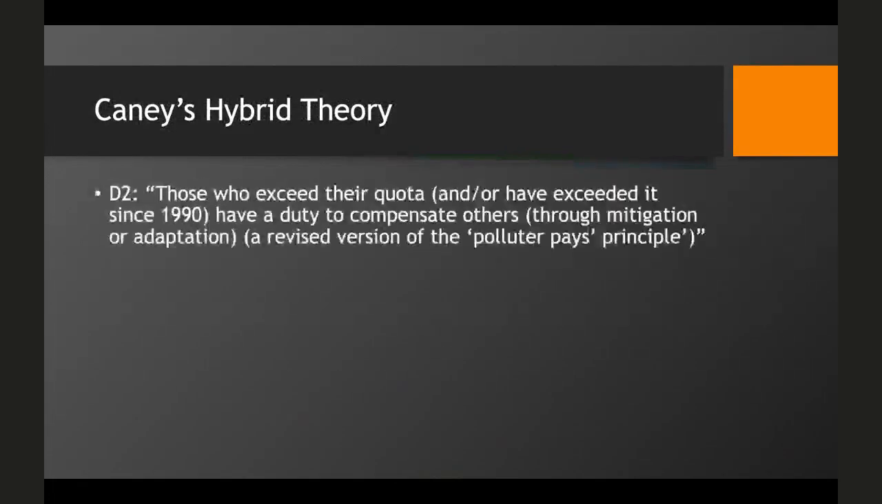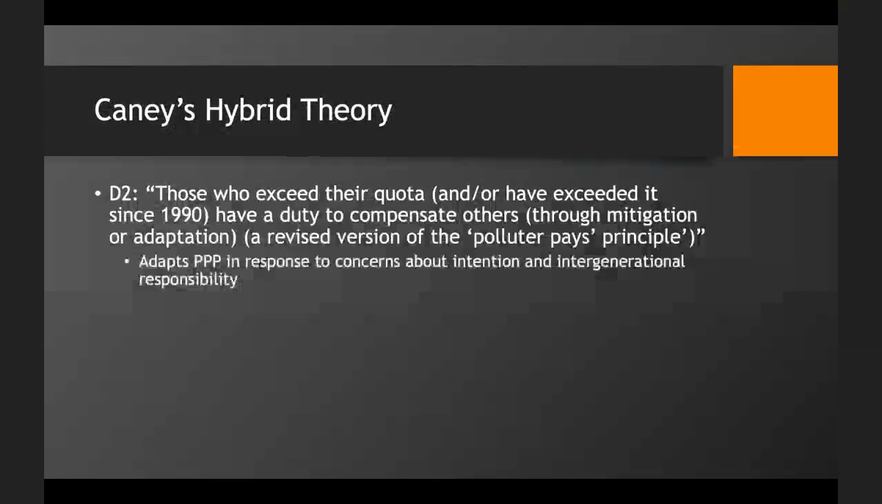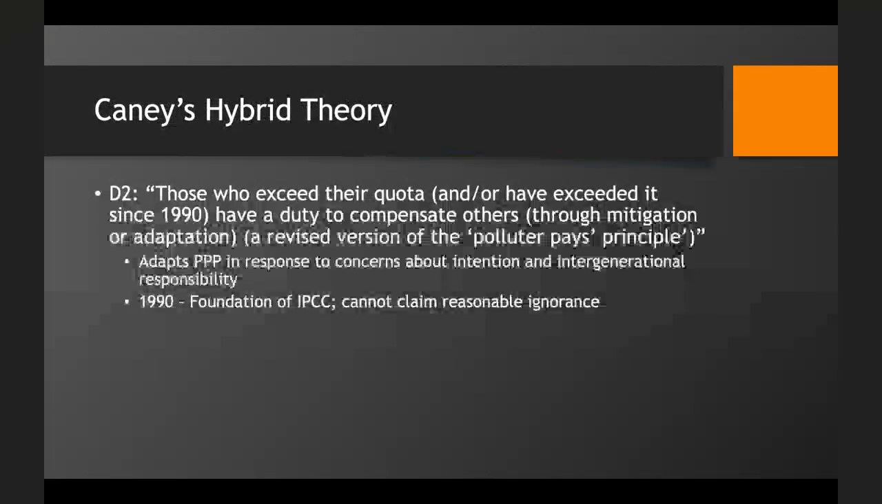The second principle that Caney derives is that those who exceed their quota, or have exceeded it since 1990, have a duty to compensate others through bearing additional mitigation or adaptation costs. And he calls this a revised version of the polluter pays principle that adapts it to respond to concerns about intention and intergenerational responsibility. He says that by 1990, you can't claim reasonable ignorance about climate change. Prior to that, sure, there was reasonable ignorance, but at 1990, the foundation of the IPCC, the first Rio Earth Summit, you can't use this as an excuse anymore to justify your inaction. And therefore, if you've exceeded your quota since 1990, you have a duty to bear additional mitigation or adaptation costs through a polluter pays principle.